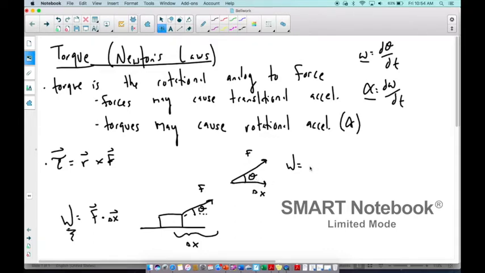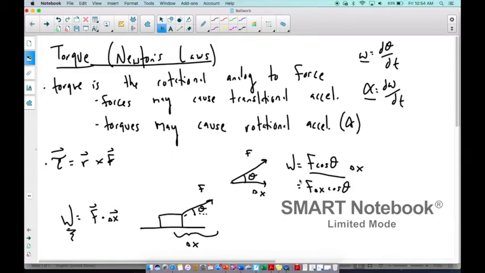So work then I would say is F cosine theta. That gets me the component of force acting along this line here, and multiplied by the other vector, delta x. So really it's F delta x cosine theta. That's the dot product, and the result of a dot product is a scalar. Work is just a positive or negative value. Either we add energy or we take energy away from the system.